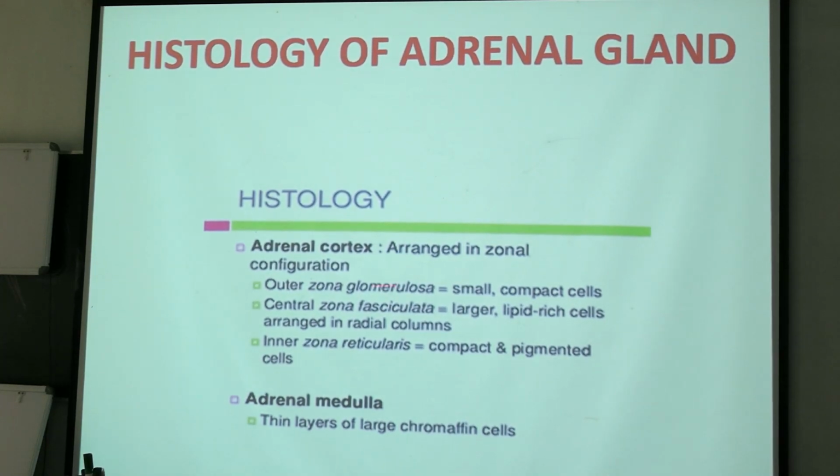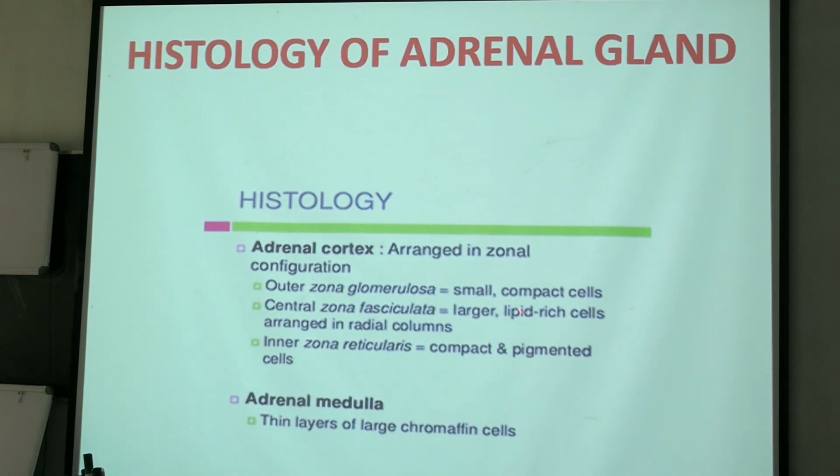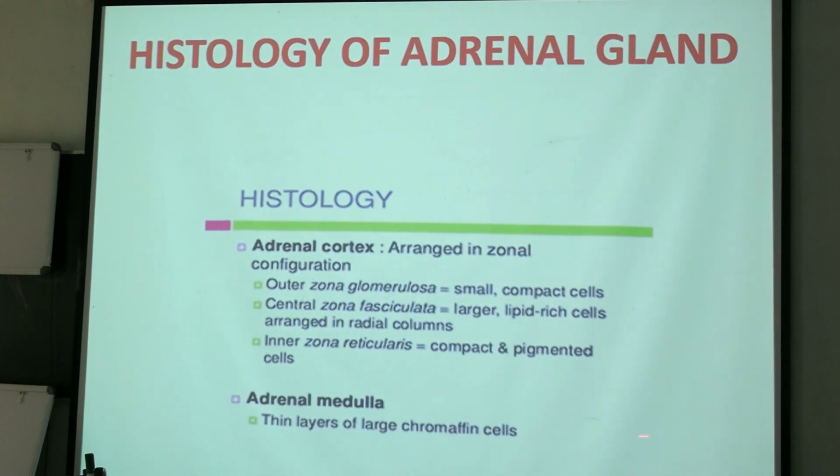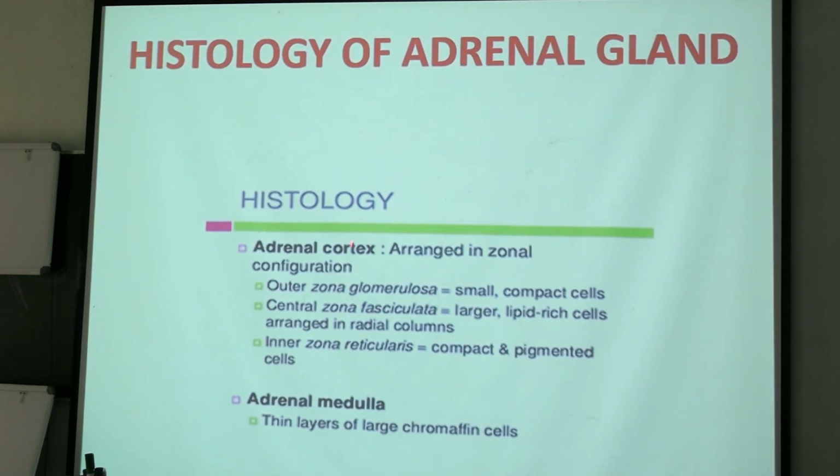Outer zona glomerulosa consists of small compact cells, and zona fasciculata consists of larger lipid-rich cells arranged in radial columns. And inner zona reticularis consists of compact and pigmented cells. So these are the arrangements of cells in different zones. According to the arrangement, you have to identify these three different zones in the cortex. In the adrenal medulla, there is a thin layer of large chromaffin cells. Okay, these are polyhedral in shape. Chromaffin cells are there in the adrenal medulla.